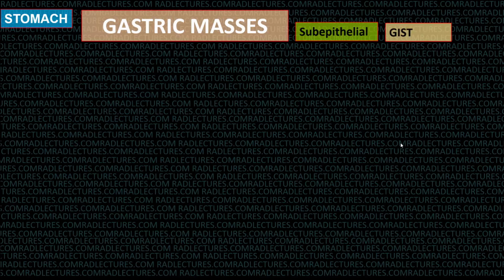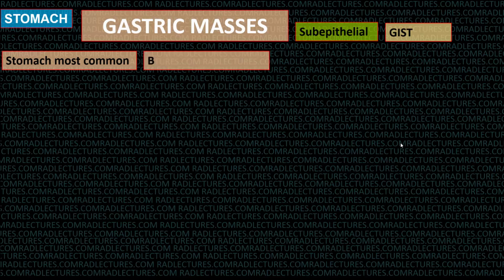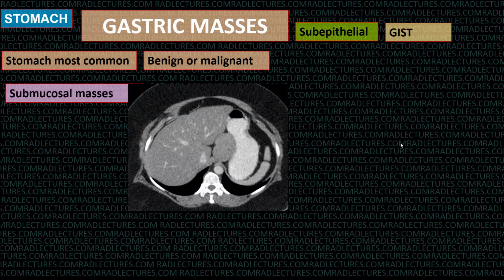The other second common subepithelial tumor is a GIST, or gastrointestinal stromal tumor. Stomach is the most common site of gastrointestinal stromal tumors. They can be benign or malignant. On the basis of imaging alone, it is not possible to say whether a GIST is benign or malignant. Signs of malignancy are if it's a large GIST, if there is heterogeneous enhancement, and if there are metastases.